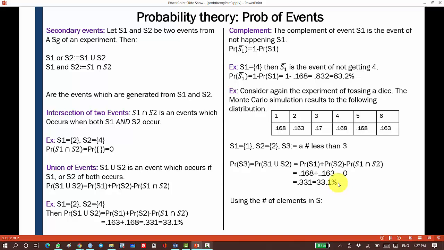We can get nearly the same result using the number of elements in S. The probability of S3 is the probability of S1 union S2, that is the number of 1s and 2s in S divided by the total number of elements in S. The total number of elements in S is 6, we know that. And if we combine the number of 1s and 2s in S, we get 2, because we have 1 and 2. So 2 over 6 is 1 over 3, which is 33%, which is nearly the same probability we got from the Monte Carlo simulation.